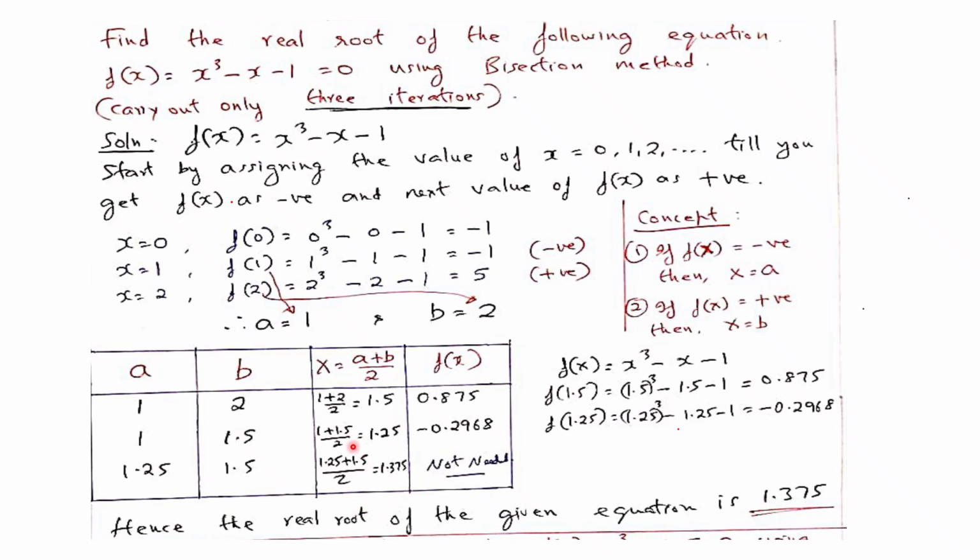So what is the conclusion now? In the regular problem, when we worked it out in the class, we went on doing this till we obtained a constant value of x. It can be up to 2 decimal or 3 decimal or up to 4 decimal, whatever we can decide. But here, since they have asked to carry out only 3 iterations, just to save time, you can stop here and you can conclude the real root of the given equation is 1.375. What value of x we obtained in the third iteration, you can stop there.